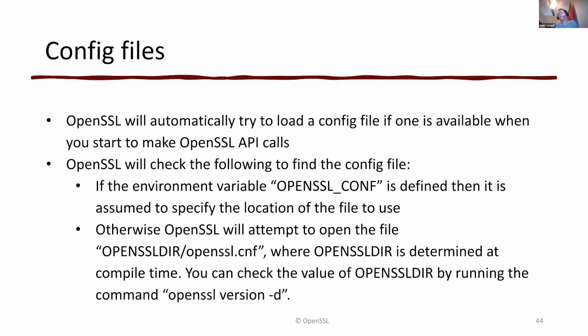It is platform dependent, so if you run the command openssl version -d, it will tell you what your value of OPENSSLDIR is for your particular platform. So look at that directory. Inside there should be an openssl.cnf file, which will be the fallback configuration file if you don't have your environment variable set.